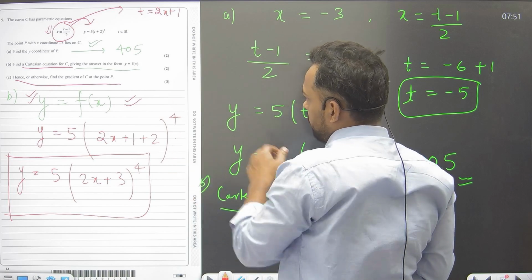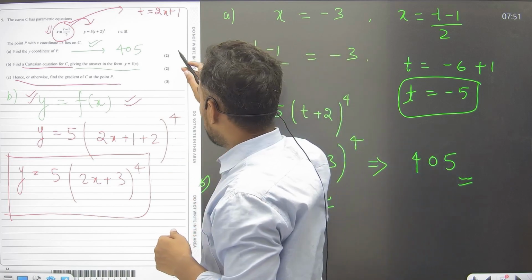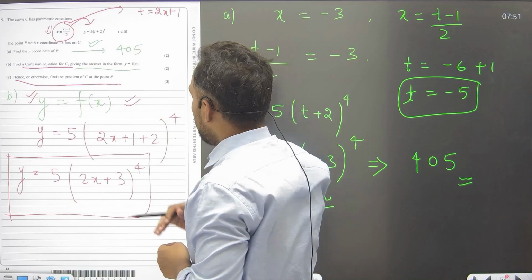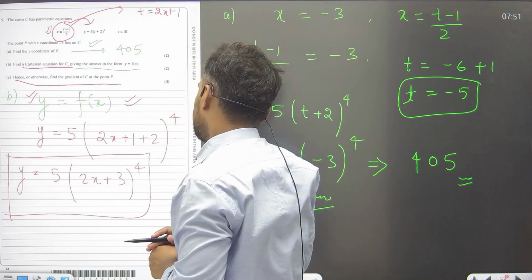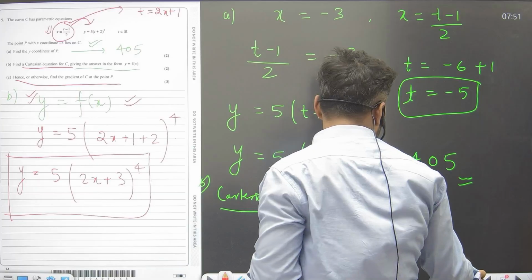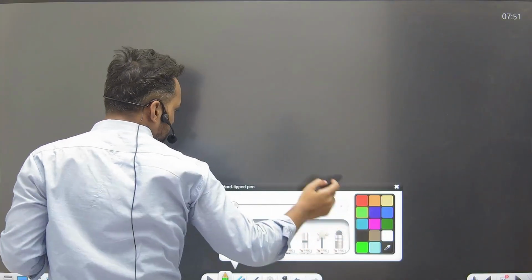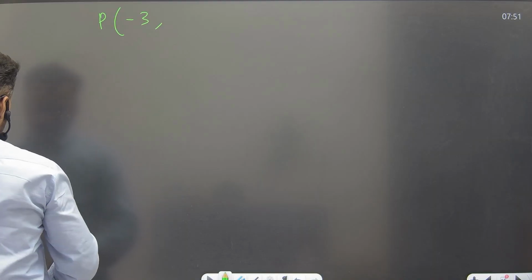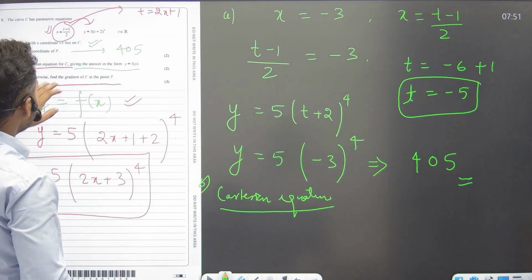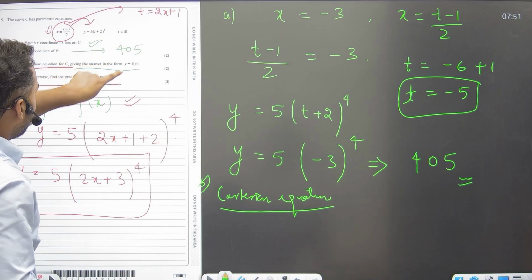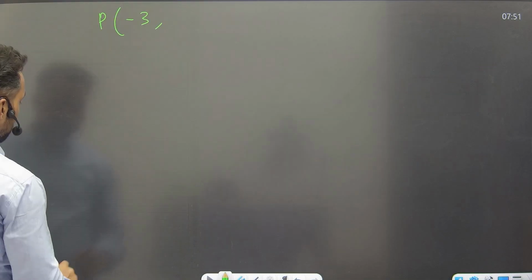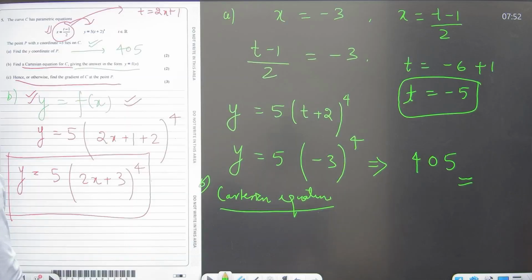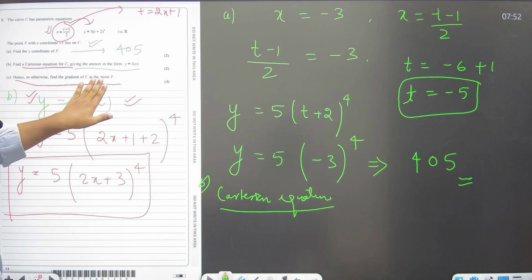Now point P, if I say, what was the point P? Point P, the y coordinate we have calculated as 405 and the x coordinate was mentioned as negative of 3. So point P was (-3, 405). We need to calculate the gradient of the curve at P, students.